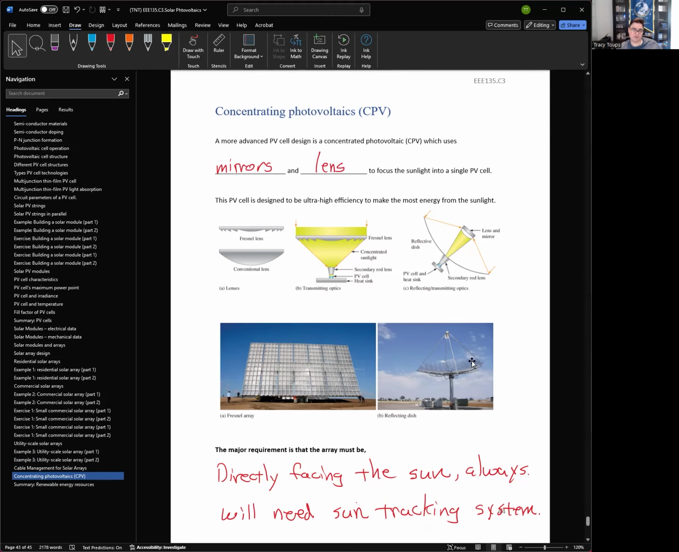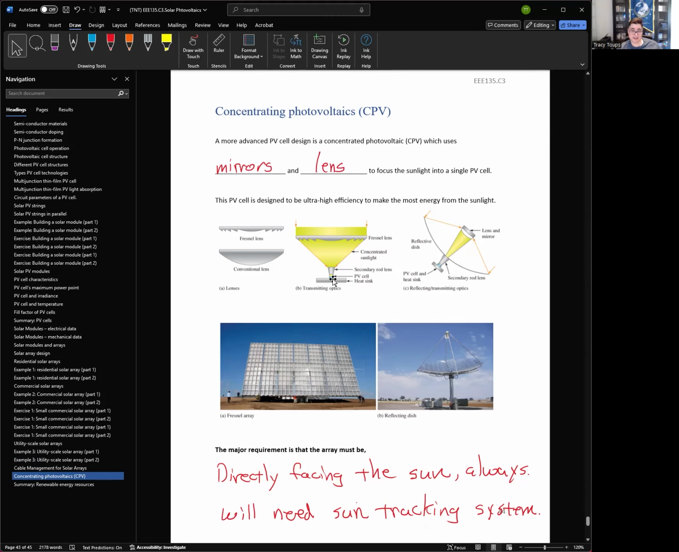There are several different ways you could do this. You could use a conventional lens like a magnifying glass to focus the beam. You could use something called a Fresnel lens, which, instead of one giant concave lens, is a bunch of smaller ones. It's thinner, but it still focuses all the sunlight. So here you have the lenses. Look at the yellow part. You see how it's focusing all into a single PV cell down here.